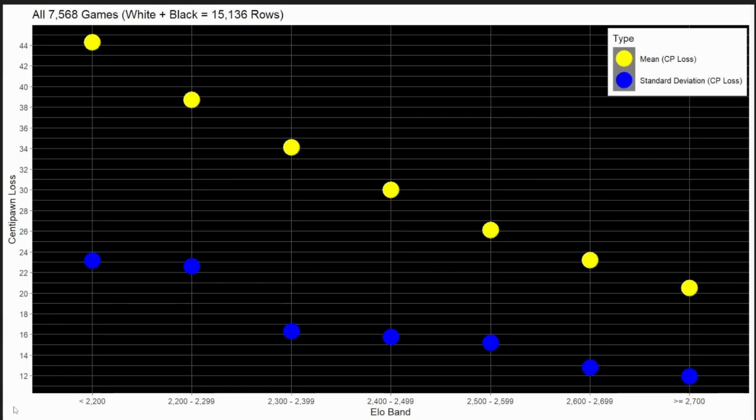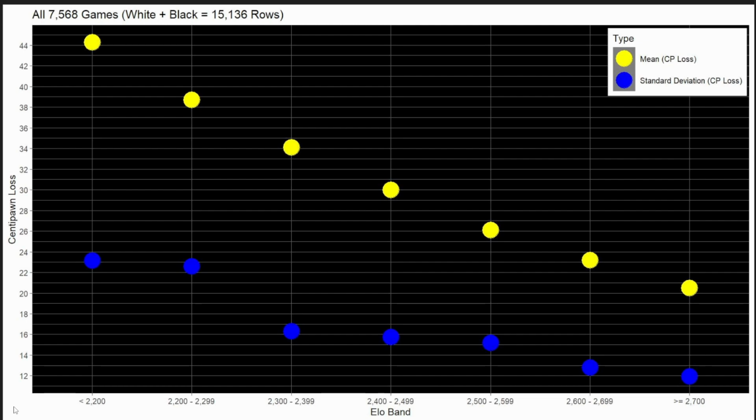Right, so this is the overall trend. It's made from a data set with 15,136 rows. That's because each row in the original data set has two players, and each player has a different ELO and a different centipawn loss. So you can get 15,136 rows, summarize it. This is what you see. Very strong trend, which is almost a straight line, isn't it? There's a little tiny bit of a curve on it, but not so much that it matters.